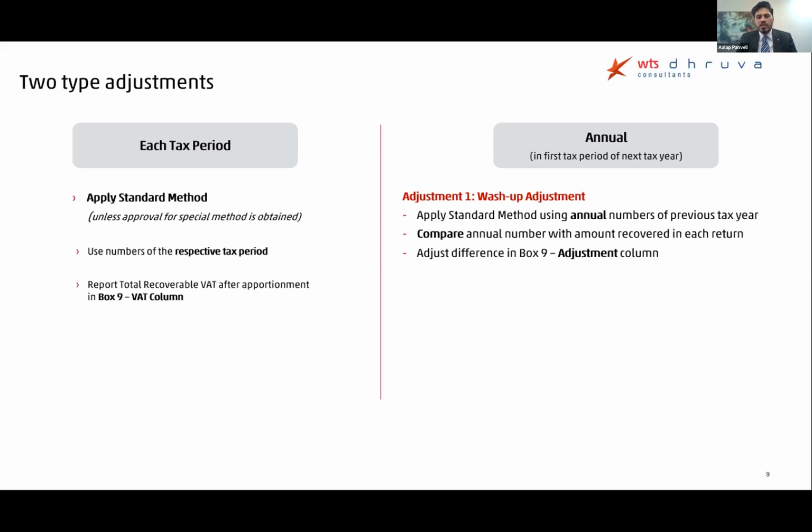So for the annual wash-up adjustment, first you do the true up. Once you do the true up, you compare the true up value, as in the annual value, with what you have actually recovered in each tax period. So to give you an example, if I do an annual calculation and say my recoverable amount is say 800, and on a month-on-month basis I've recovered 100, 200, 300, the difference between those two amounts has to be adjusted in the box 9 adjustment column.